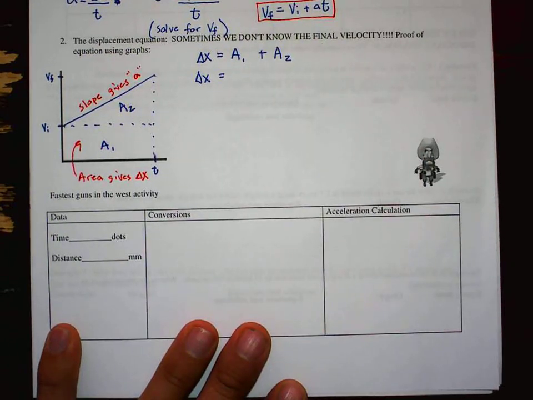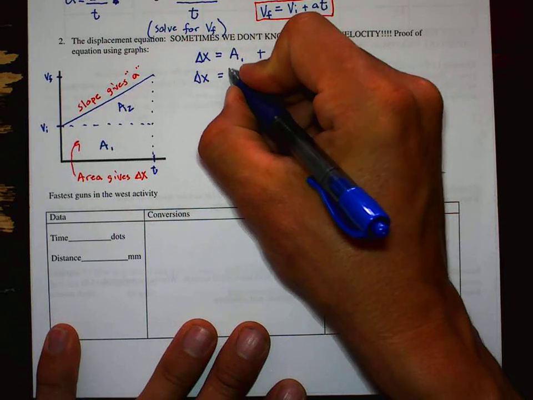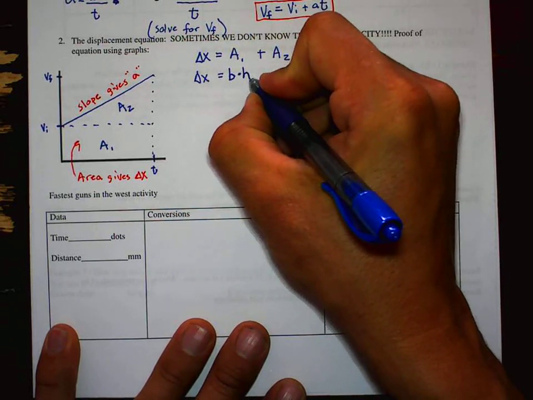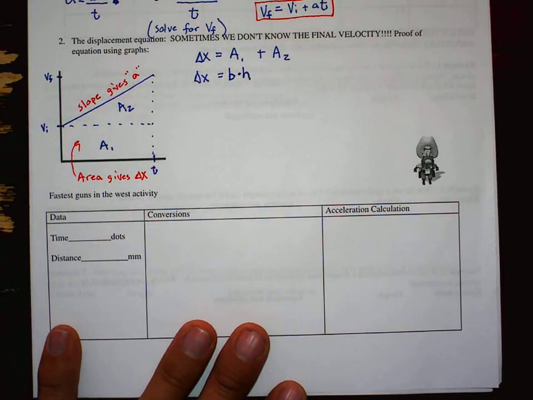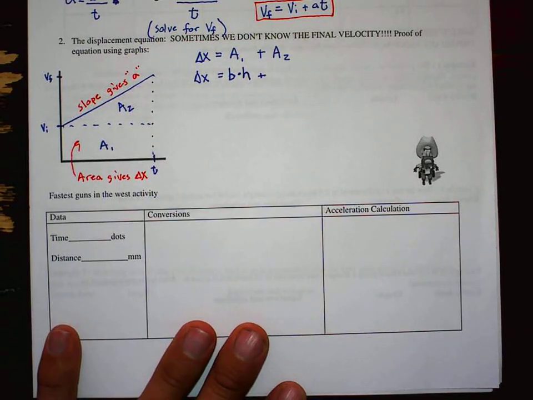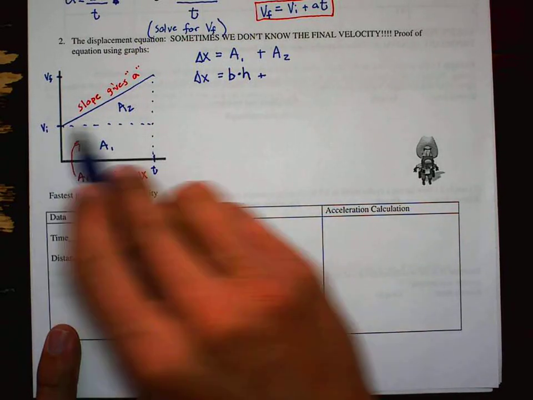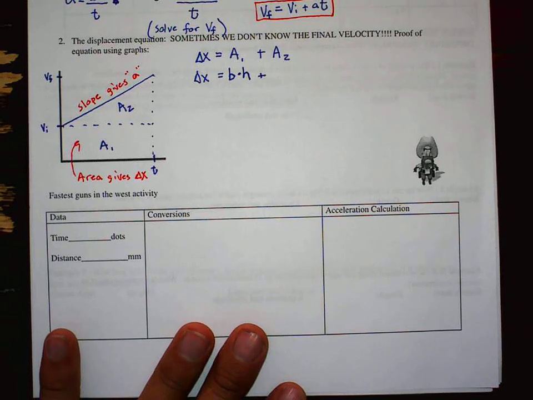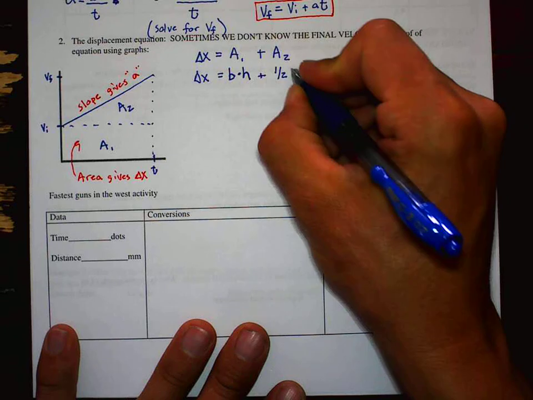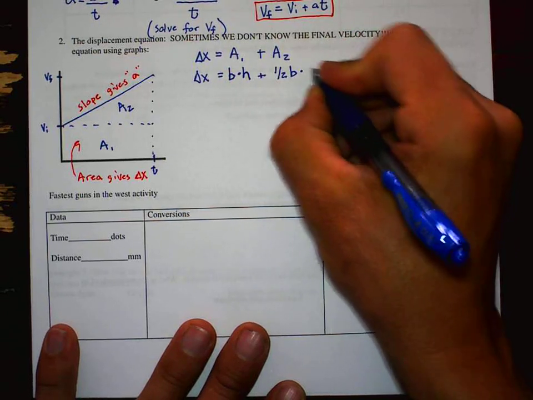Okay, what is A1? How do I get the area of a rectangle? Anybody? Base times height. Okay, so I've got a base and I got a height. More on that in a second. Up here I got a triangle. A right triangle is half of a rectangle, right? Okay, so all we do over here is 1/2 the base of the triangle times the height.